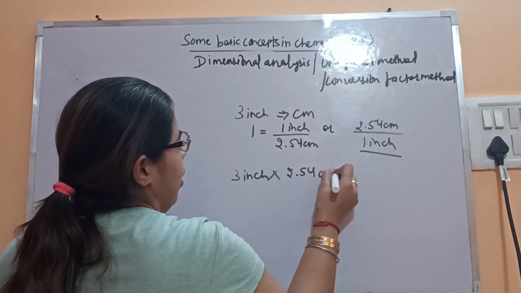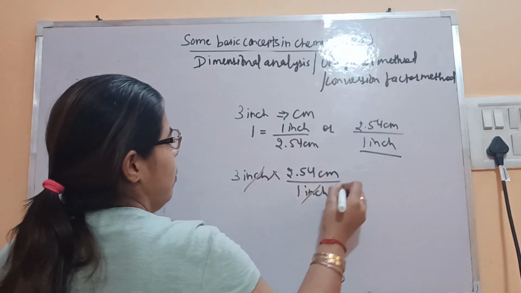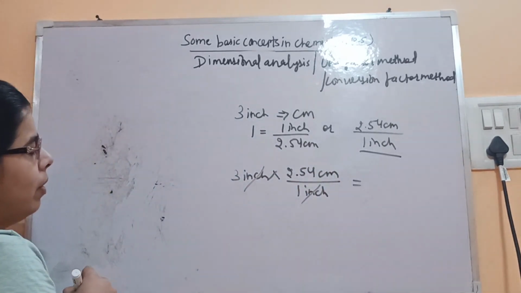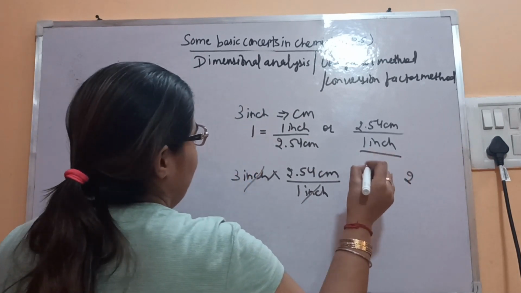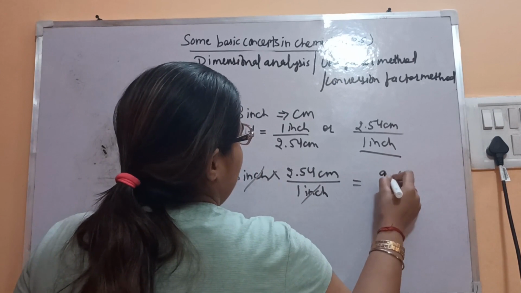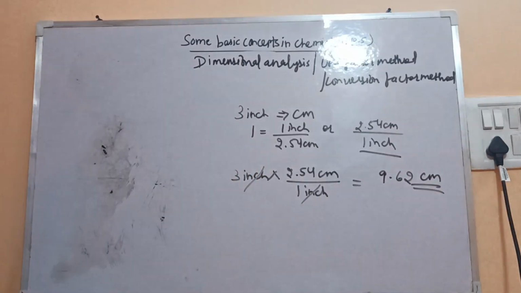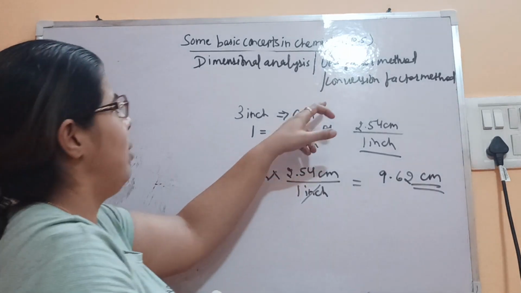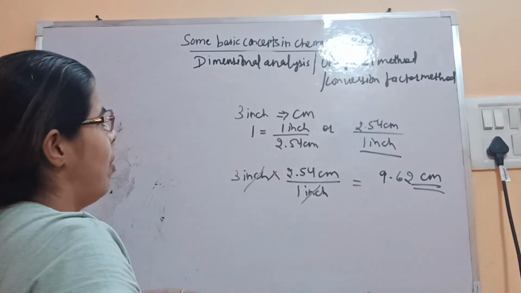Okay, so remember this point and keep it in mind, so you will not get it wrong here. Okay, so just multiply and you will get 7.62 centimeter. And suppose if the reverse is required, that is converting centimeter to inch, then you will be using this conversion factor. In this way you have to use it.